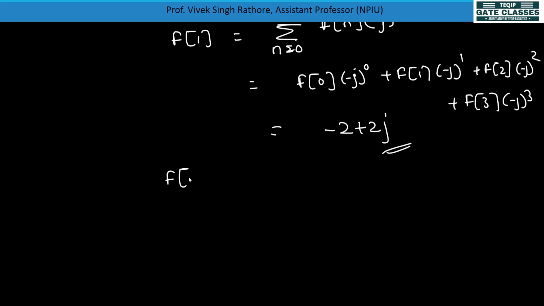So now for the f of 2 value, n is equal to 0 to 3, f of n will be there.